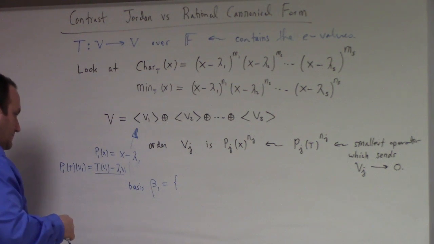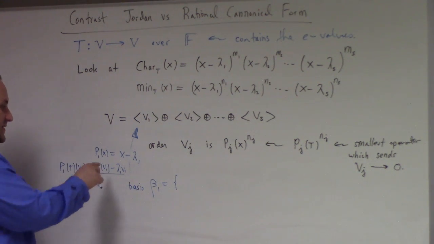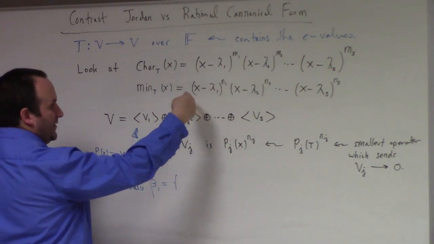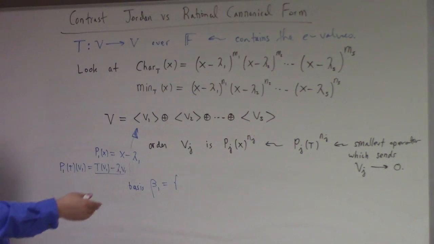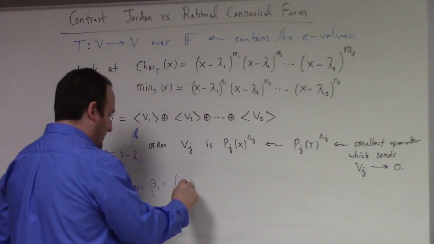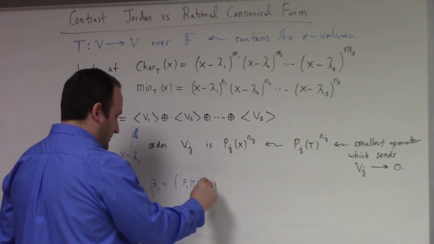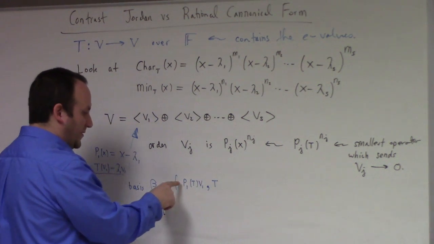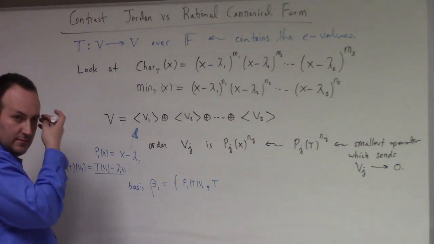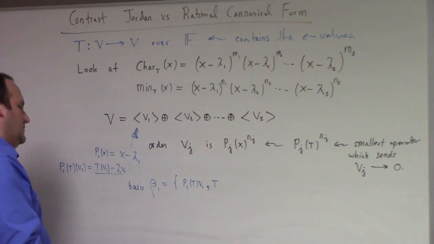But it doesn't have to be that v1 is an eigenvector, though it could be that p1 of x is squared or cubed or something like that. And then we have to go to the trouble of doing what we do. How's it go? It's p1 of T times v1. And then what comes next? T. Is this right? Or did it start with the T? I can't remember. I think it starts with... Dang it. I didn't want to look at this.